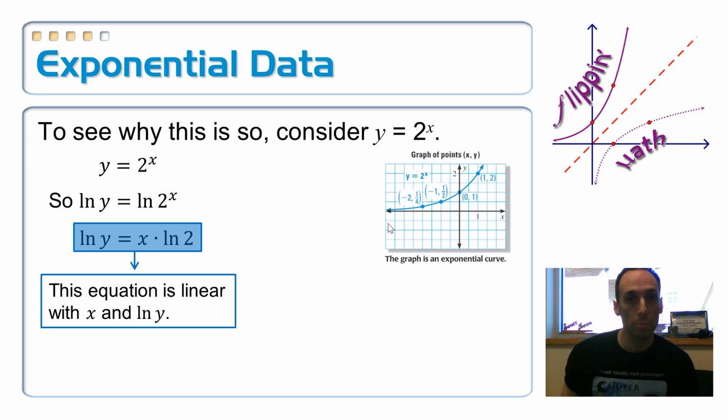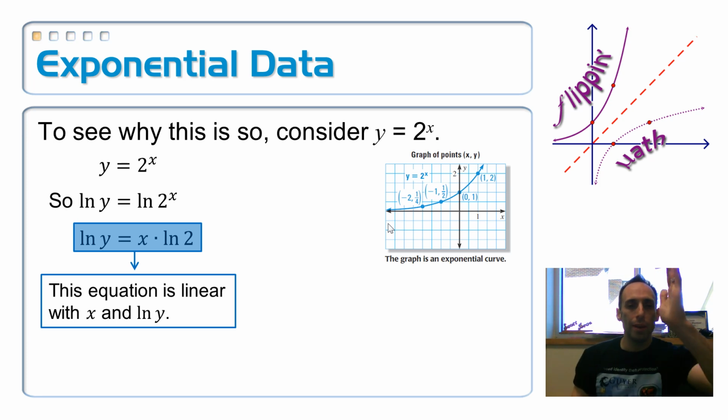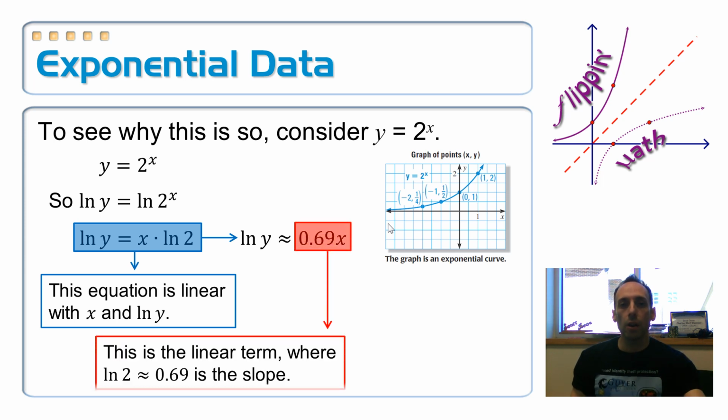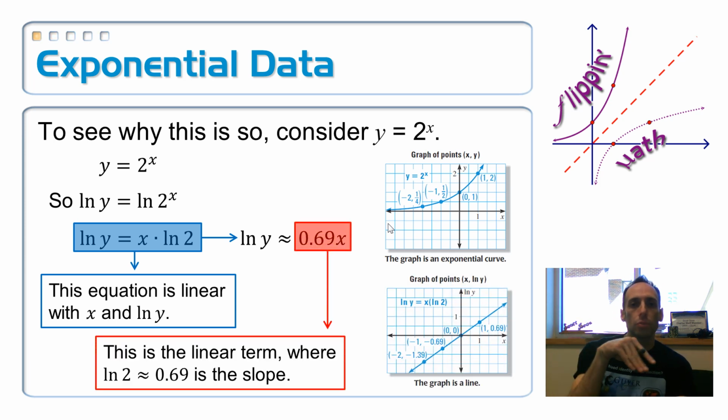Okay? Not in terms of x and y, which is what you're used to, but x and the natural log of y. So the x-axis will be the same, but the y-axis is now the natural log of y. So here's this in an approximated form, and you can see the number right in front of the x, the 0.69, is the natural log of 2, and that's the slope of the equation. That's the slope of that equation.